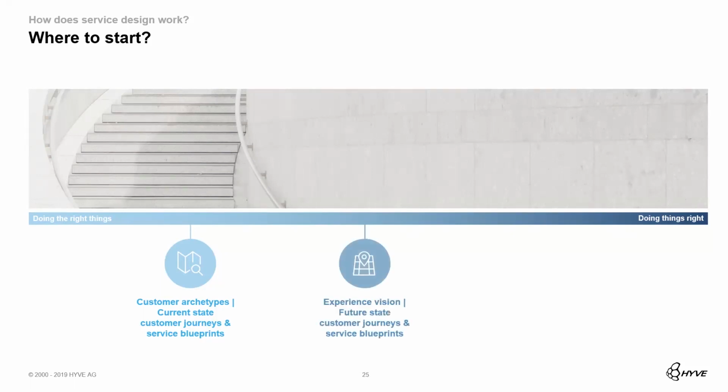And the next step would be actually thinking about the future. So you kind of repeat the exercise, but you start with the experience vision. Based on all the information that you collected in the first point, you can really envision how you would like the ideal experience of your customer to look like. And then you create a future state customer journey.